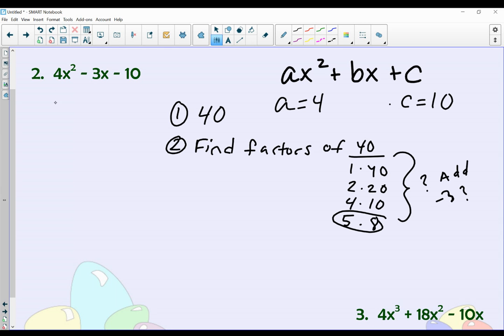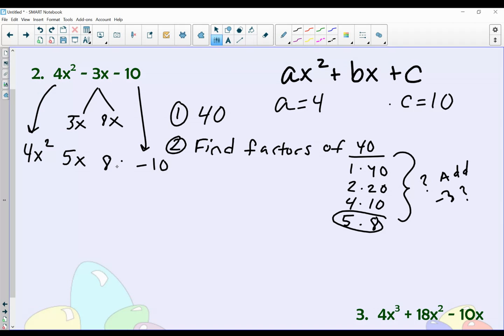So when I do this, my a comes down, 4x squared, my leading term comes down, my constant comes down, -10. What happens to the b value, though, is that it splits. So we're going to split that between 5x and 8x. And I have to determine what signs I'm going to put on 5 and 8. Well, this is a -3, so that means that my 8 has to be negative. The bigger number has to be negative.